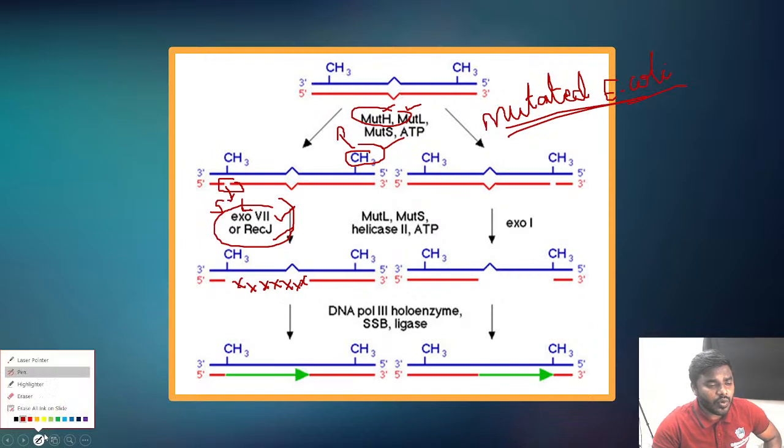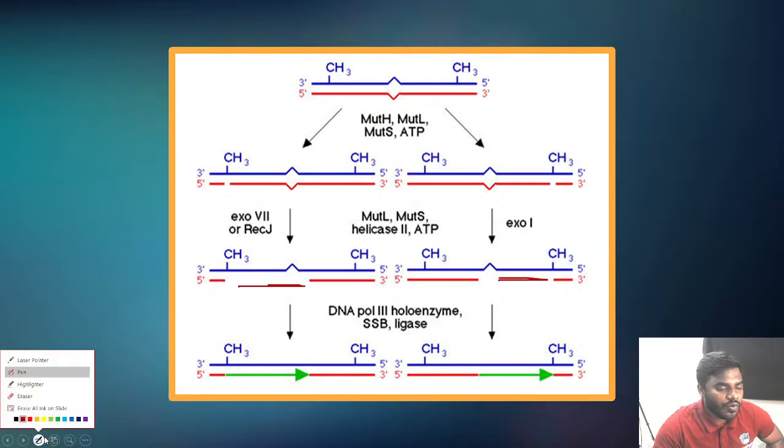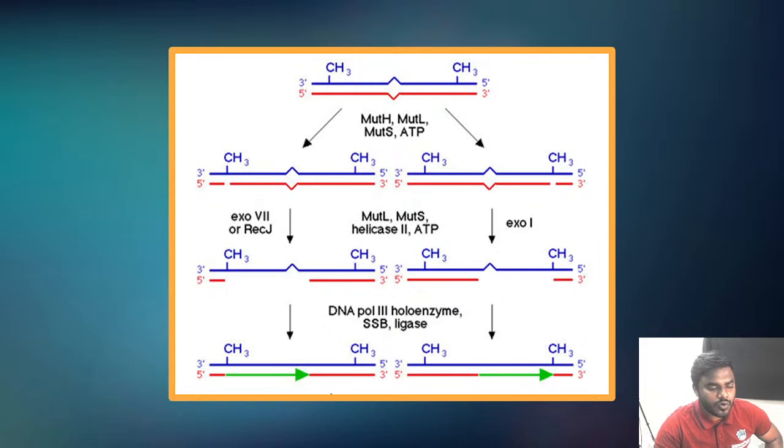Now, once we remove all the damaged bases, you can see there is a big gap created. That gap has to be filled with nucleotides. I request all of you, please do not get confused here. The enzyme that comes here is only DNA polymerase 1, not 3. DNA polymerase 1 will come and replace that gap with nucleotides. Then ligase enzyme will come and seal the nick.